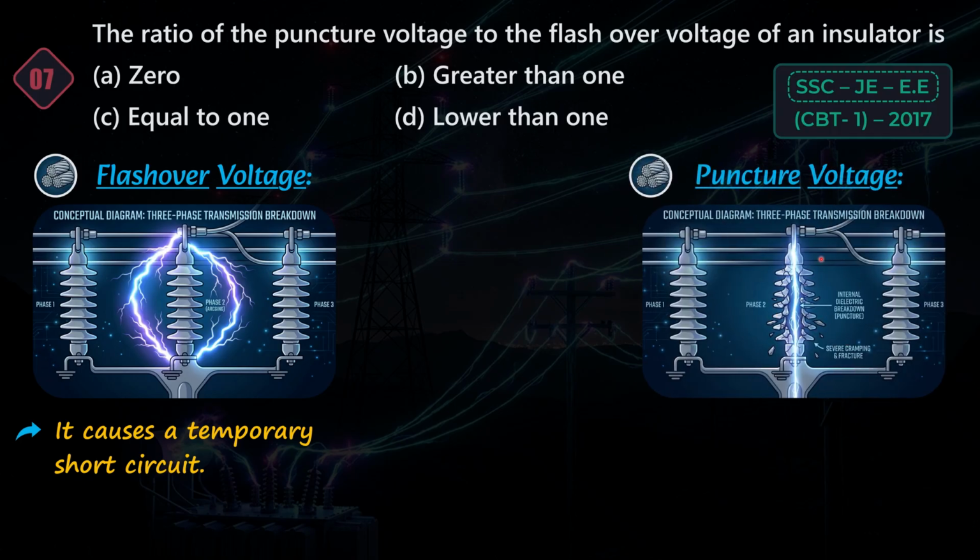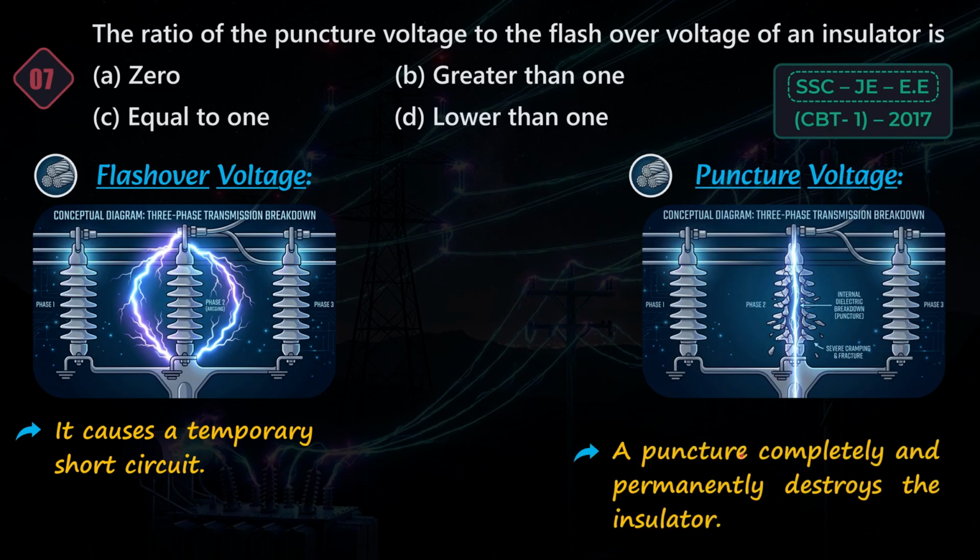Now you can see in the image once again, puncture voltage is nothing but the voltage level where electrical stresses become so intense that current directly passes through the solid body of the insulator. Now you can see current directly passes through the body of the insulator. Unlike a flashover, a puncture voltage completely and permanently destroys the insulator. That means once the insulator comes in contact with puncture voltage, it has to be entirely replaced.